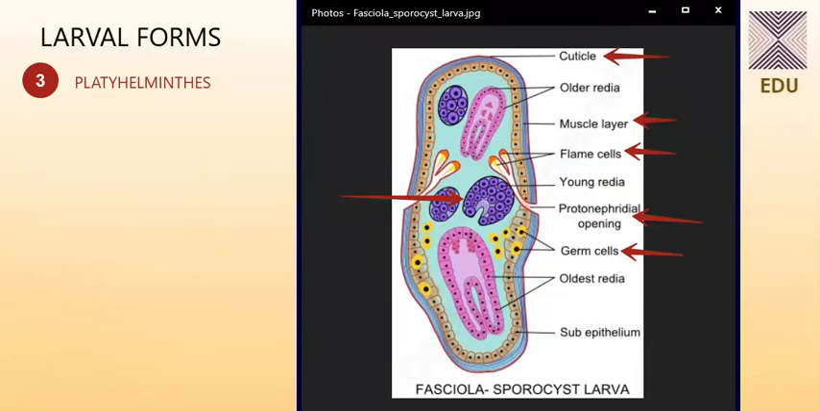Here you have the oldest Radial larvae, and these Radial larvae will come out of the Sporocyst when they are fully formed, and the next form that will be taken up is the Radia larva as the third larval form in the case of the Fasciola hepatica.